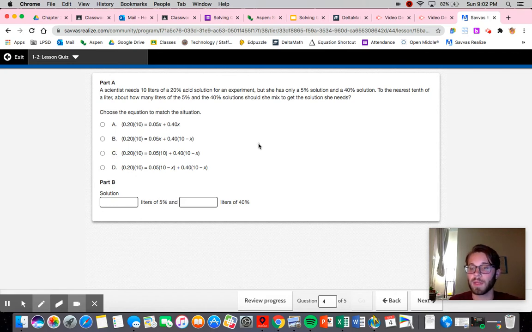So let's think about this really quickly. We're starting off by saying at the end, I have 10 liters specifically of a 20% solution. And I'm combining two other mixtures together to get this 10 liters. So that means if I put in x liters of the 5% solution, x plus however many liters of the 40% solution I put in has to be 10, right? So I essentially have 10 minus x liters of the 40% solution.